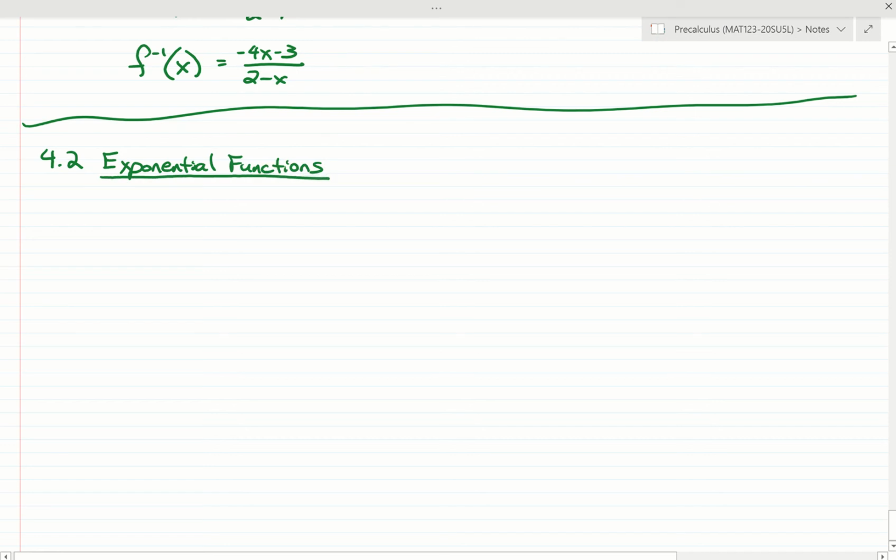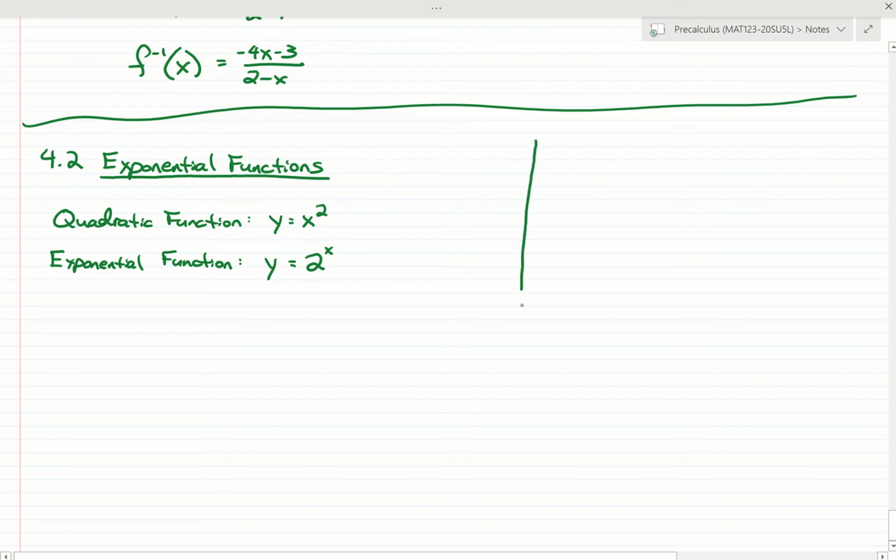Now, an algebraic function or a quadratic function looks like this, where we have y is equal to x to the second. A cubic function is x to the third. What an exponential function is, an exponential is actually where the x is the exponent. So we're switching the x and the 2. So let me show you a little bit of how the graphs are different.